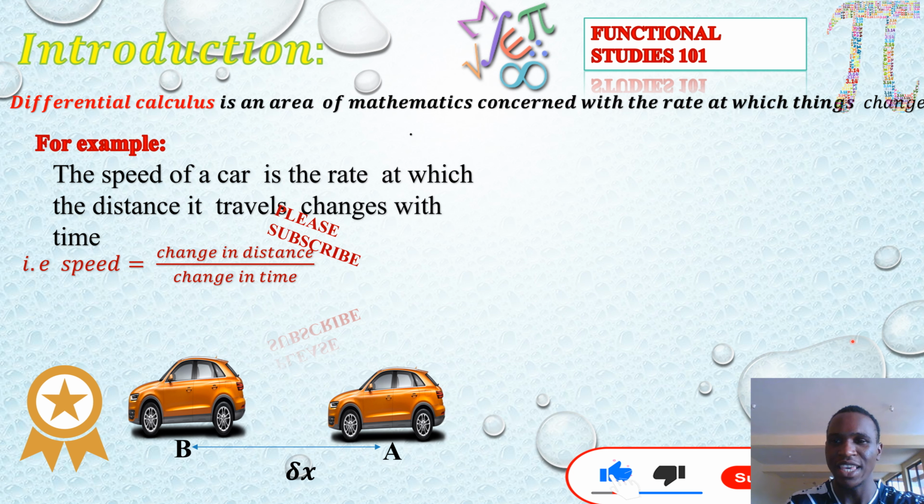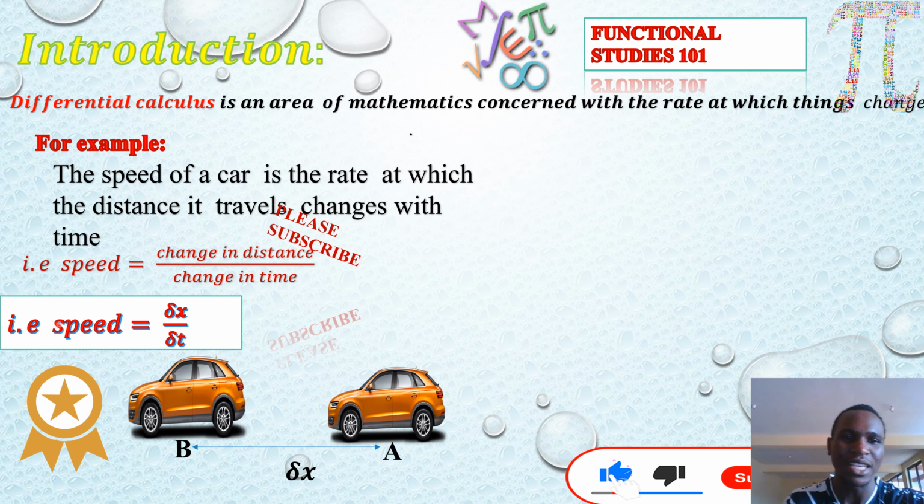In this particular case, if you want to rewrite the expression for speed, it will be this change in distance over a small change in time. When the time changes, the car can move from here to here in a certain time, delta t. It covers a small distance, delta x. This delta x and delta t are what? Small changes or small increments. Those are other names for the same expression. You can use any one, but take note of it.